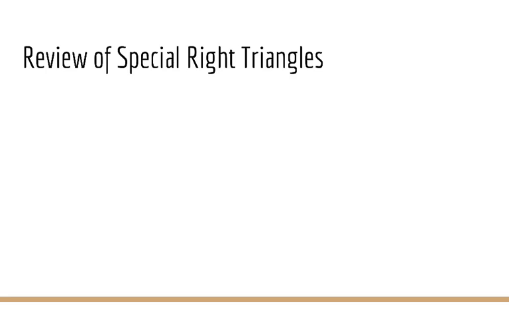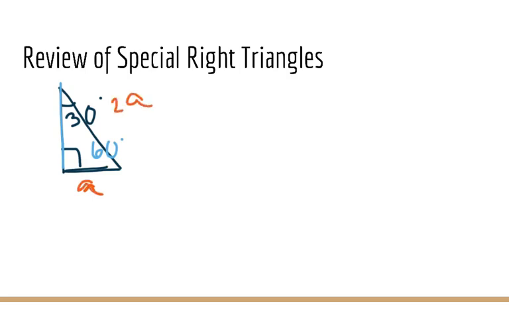First, let me remind you what the two types of special right triangles were. Well, we had a 30, 60, 90 triangle that looks something like this. The 30-degree angle is across from the shortest side, and the 60-degree angle is across from the longer leg. Remember the rules: whatever the short leg is, I'll make that A. The hypotenuse is going to be double that, and the longer leg is going to be the square root of 3 times the short leg. That's our rules for that.